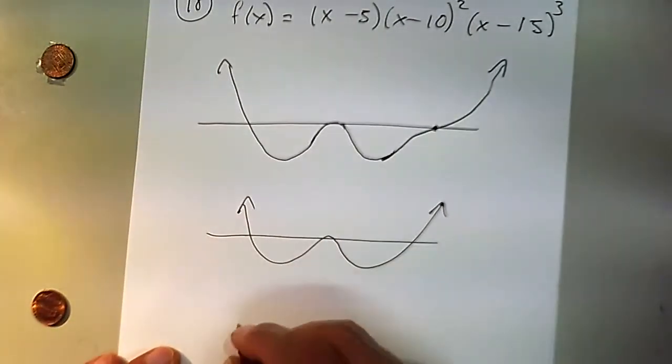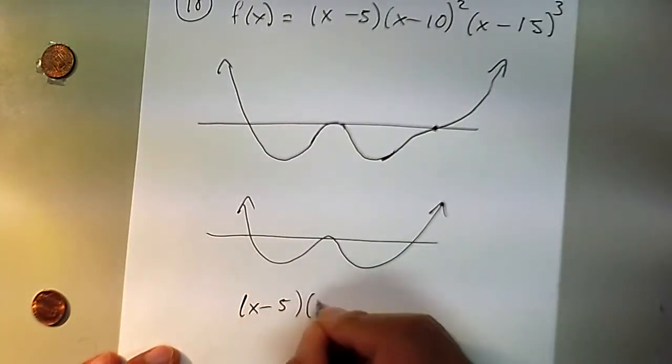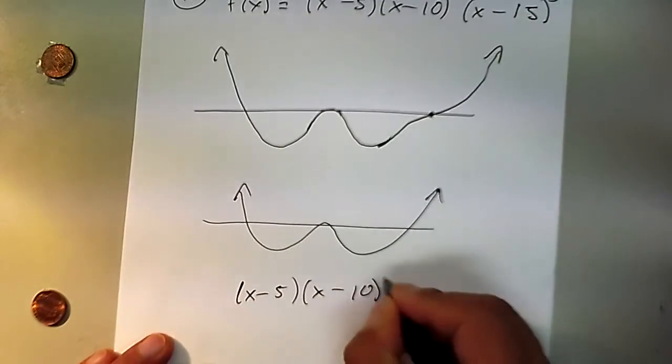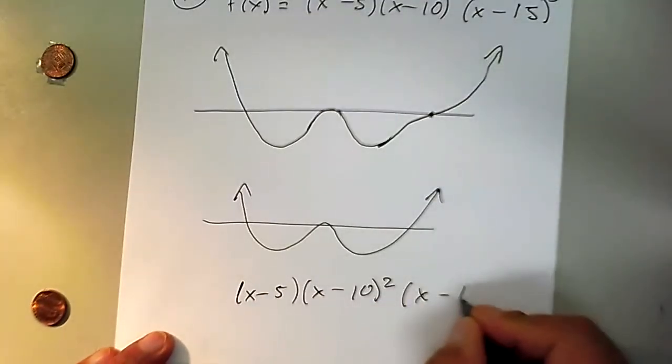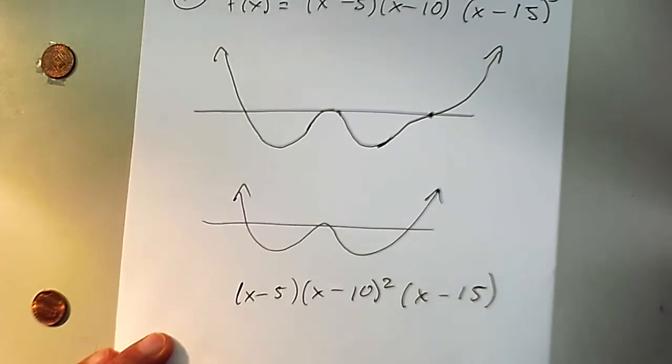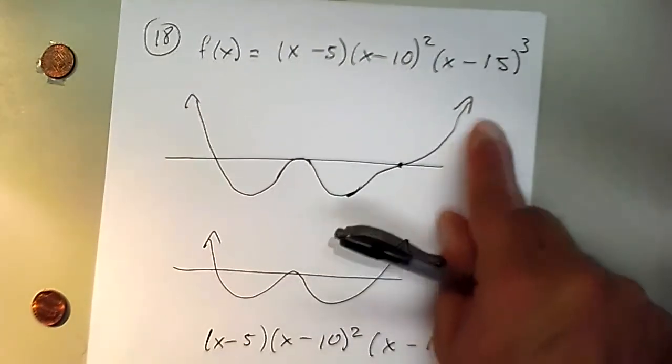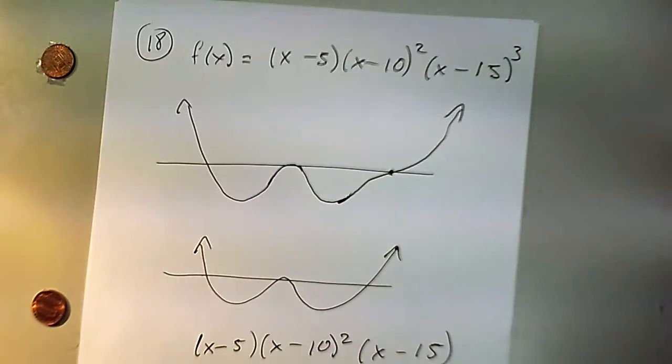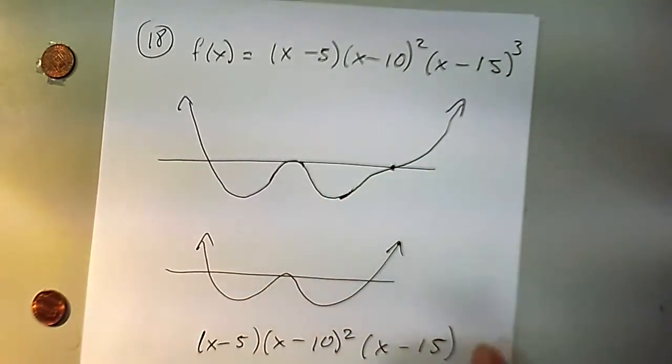This looks very much like x minus 5, x minus 10 squared, x minus 15 to the 1 versus to the 3. So what is the difference? A little bit of a twist here. There's more difference here, which we're not going to address.